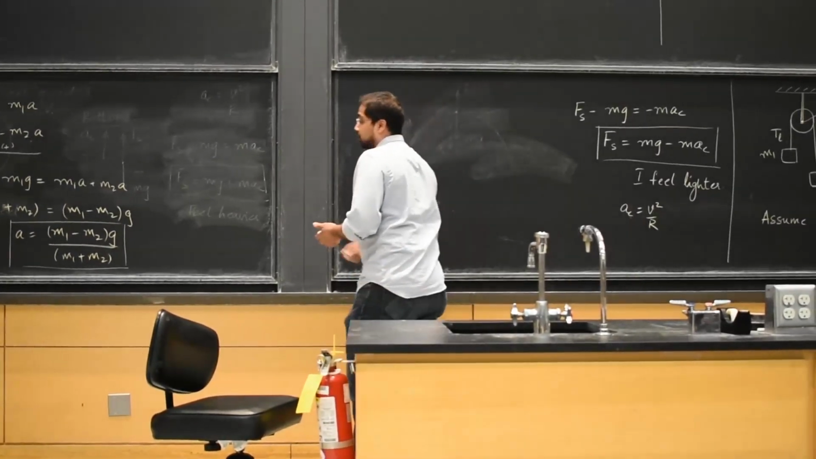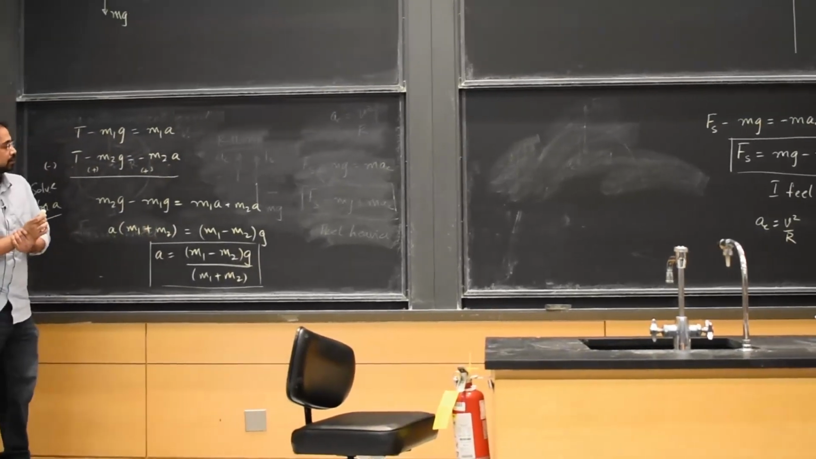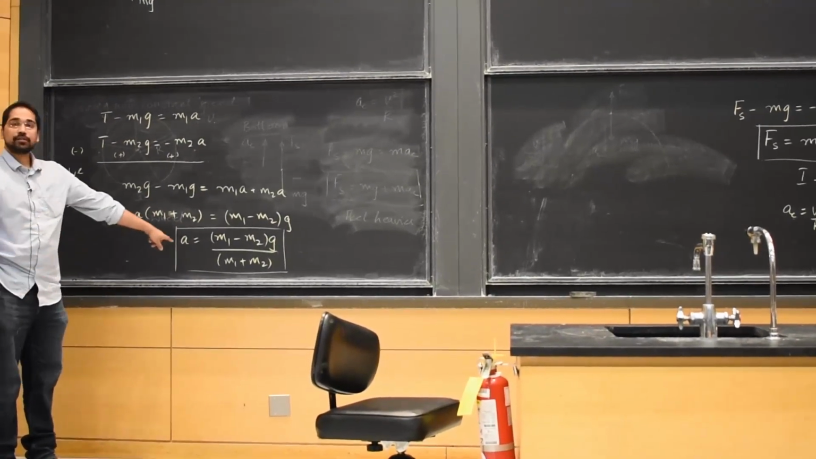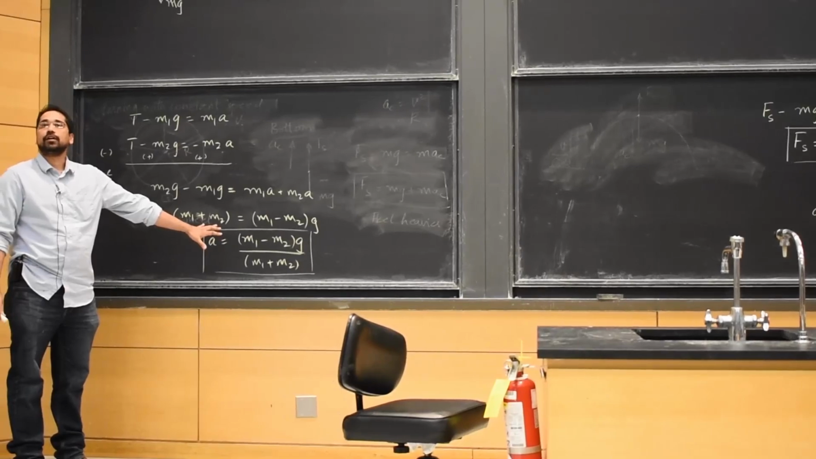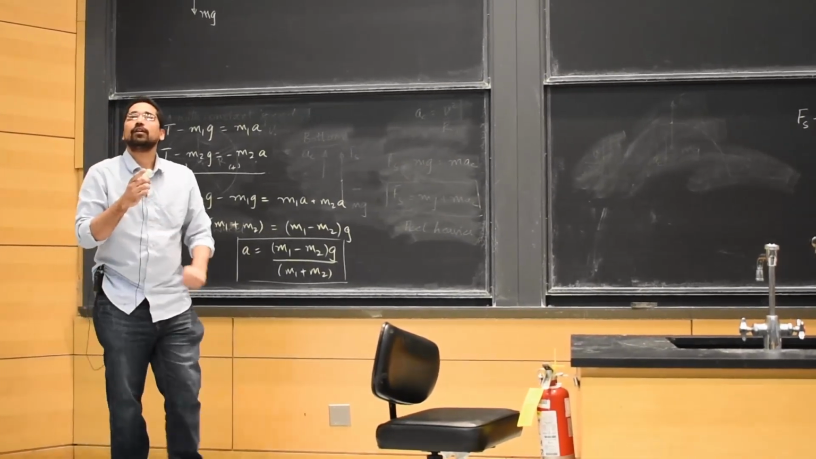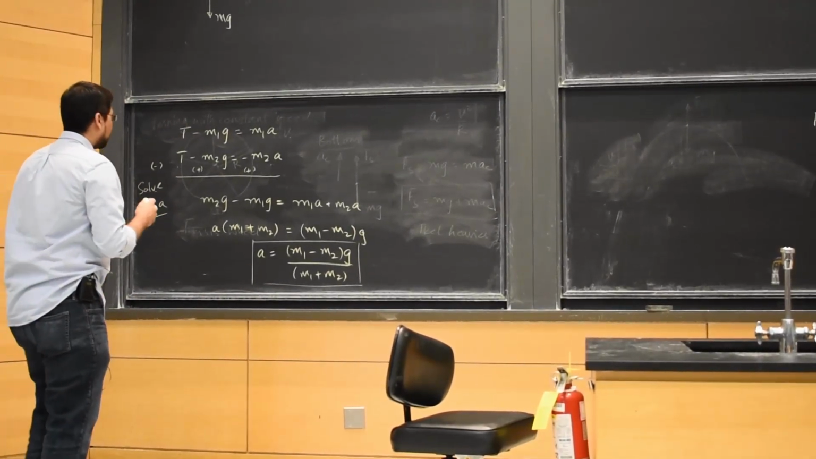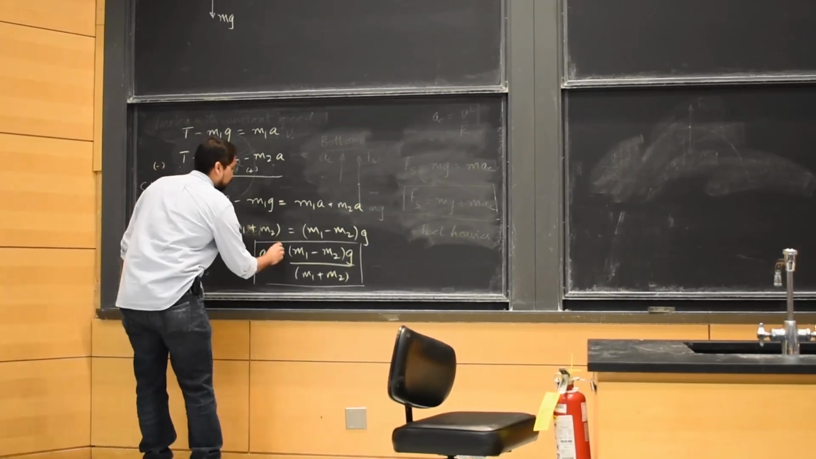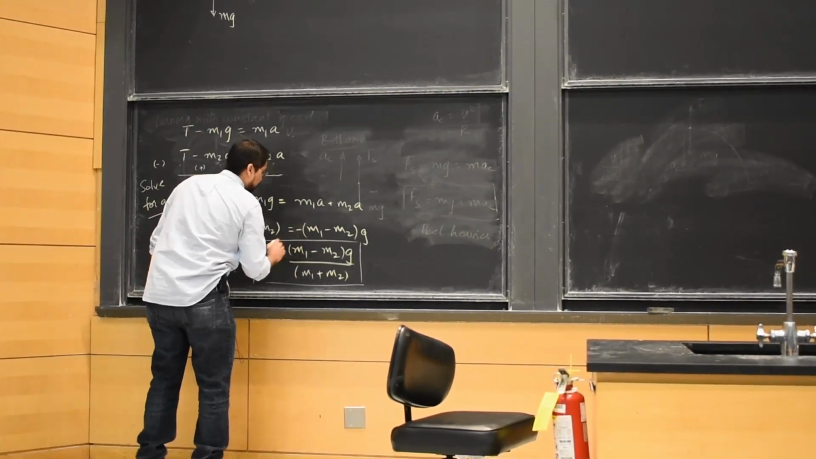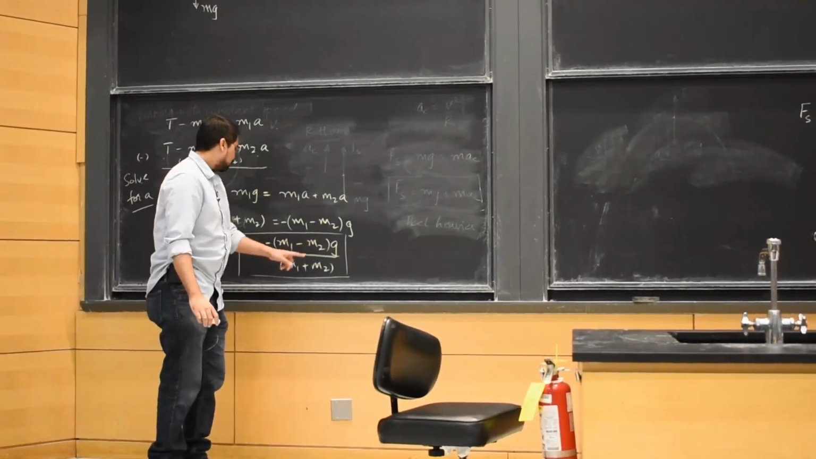Because the thing that you can see is this is going to be smaller than the acceleration due to free fall. There's a mistake here. Oh yeah, there's a negative sign. Sorry. Thanks for pointing that out. That should have been m2 minus m1.